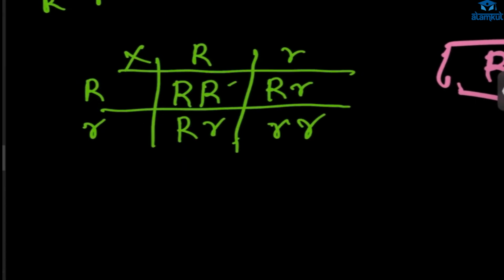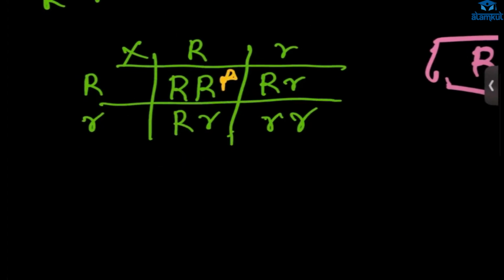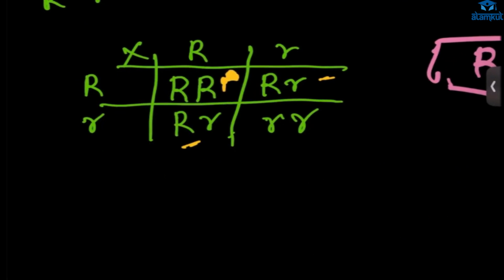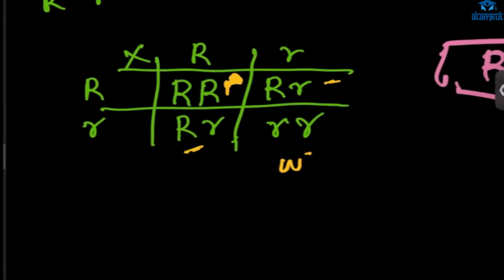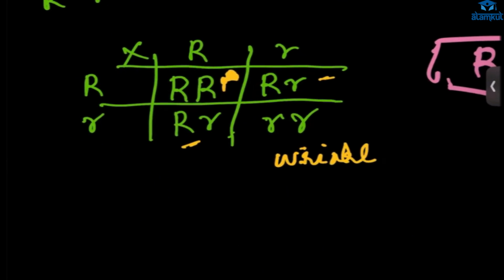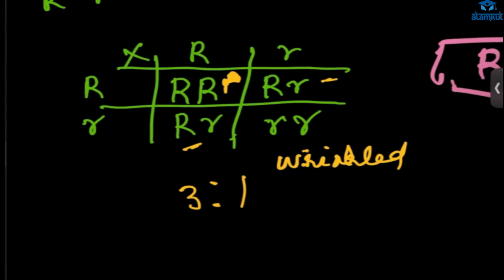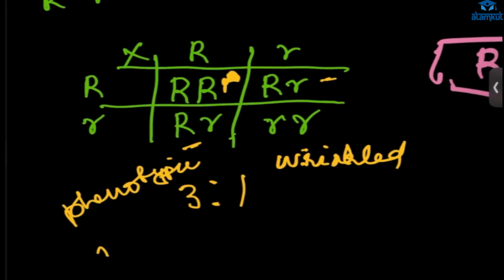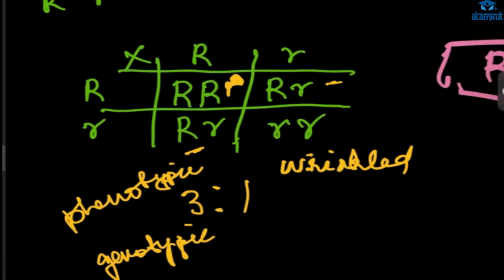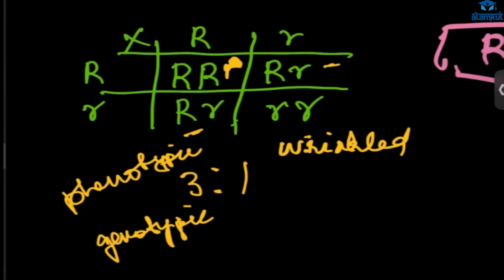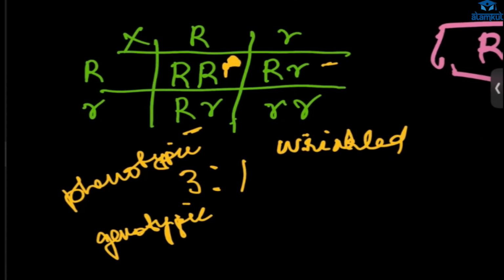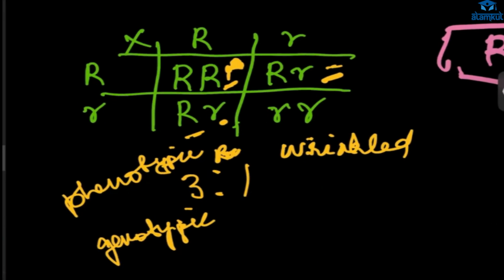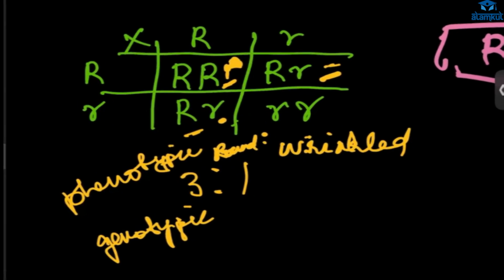This is round, right? This one is round. Other one is also round. This one is also round. And this one? Wrinkled. So the ratio is 3:1. 3:1 is the phenotypic ratio. Now Ria will tell me what the genotypic ratio is. In the phenotypic ratio, round to wrinkled is 3:1.